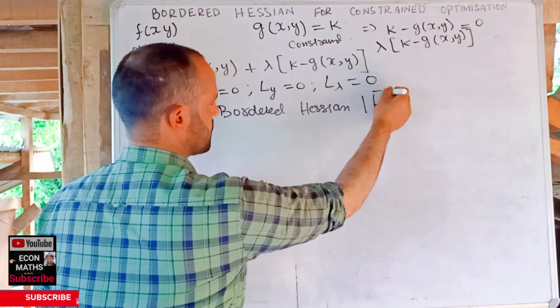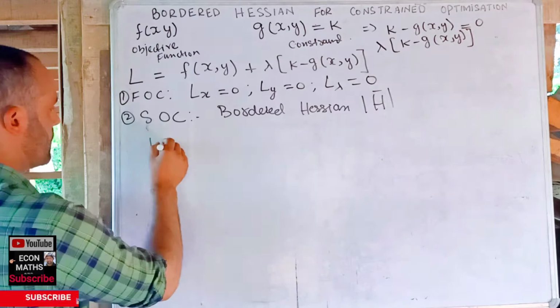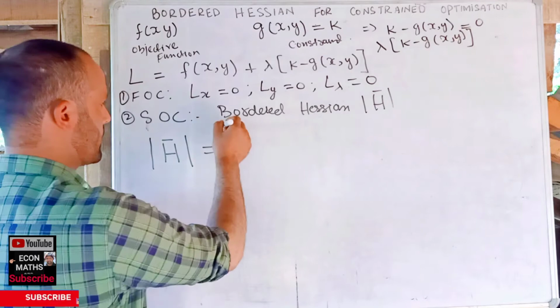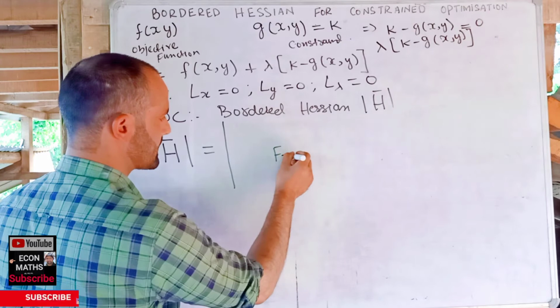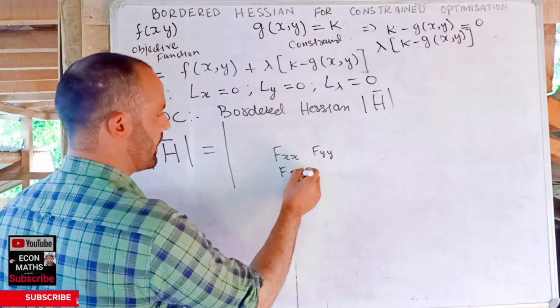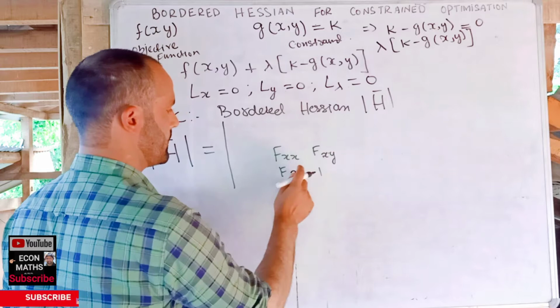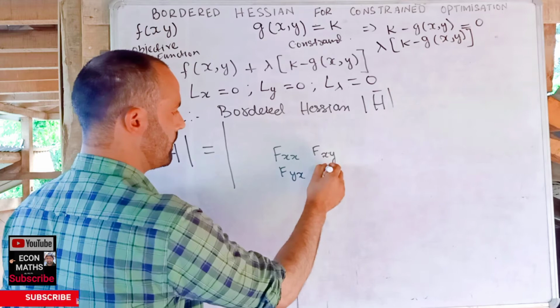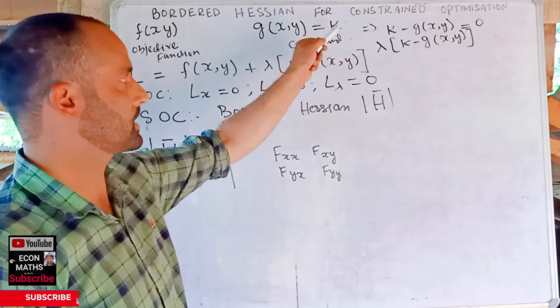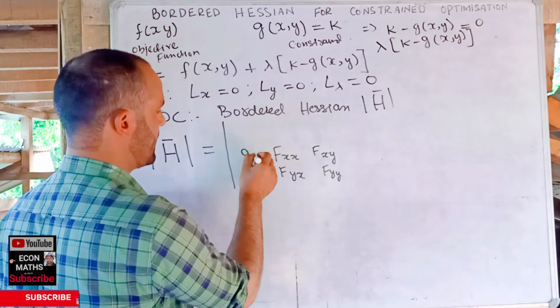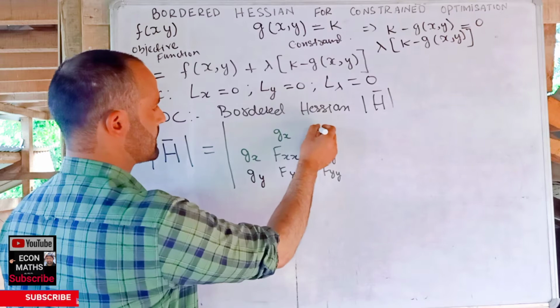This bordered Hessian is composed of, I will write here, first of all, we take the second order partials of this Lagrange's function, and we write here fxx, fyy, fxy, and sorry, here it is fxy, and here it is fyx and fyy. So this plain Hessian is bordered by the partial derivatives of this constraint function. That is, we border this by gx, gy, here also gx, gy, and 0 is on the principal diagonal.